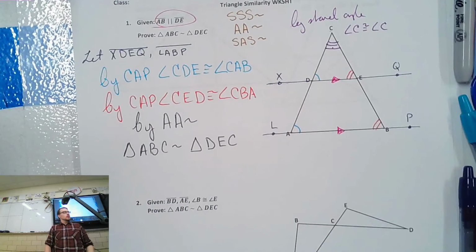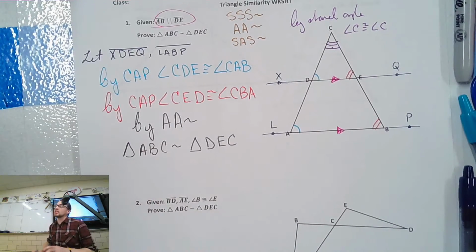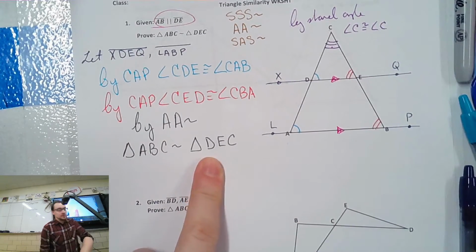Go. So by AA, triangle ABC would be similar. Not congruent, similar. Remember that's what it means. Similar means they're not the same, but their parts are proportional. How would I write that? A squiggle, just squiggle. No equal sign, just squiggle. DEC, those two triangles.